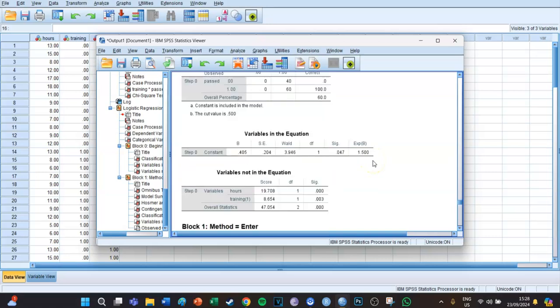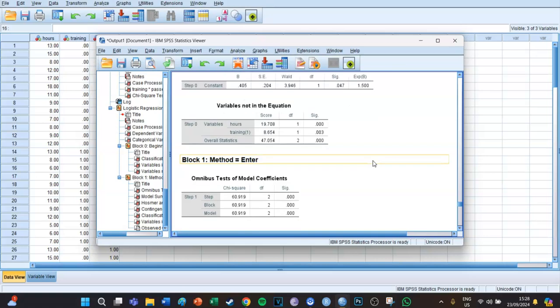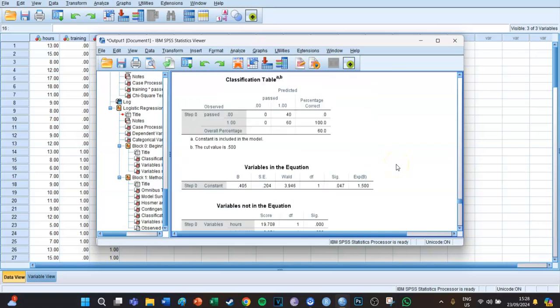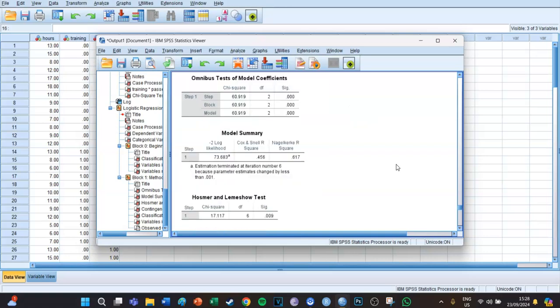So first of all, we take a look at the model summary, where there's a lot of models, but we're not going to discuss all of those today. You mostly look at the Nagelkerke R-square, which is 0.617, which means that this model explains 61.7% of the total variance in passed or not, which is quite decent.